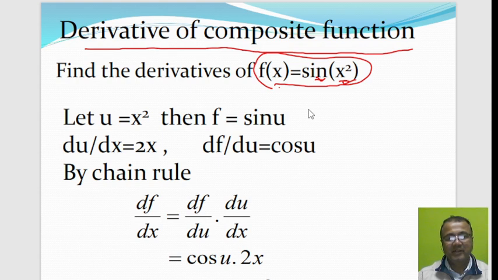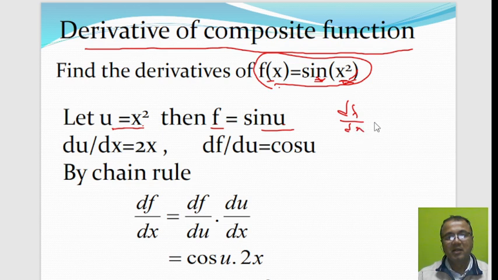Now let us verify with the chain rule first. There are two functions, one is x square. We are assuming x square as u, and then the function f becomes sine of u. So u is related with x, and f is related with u. Now we have to find df by dx.